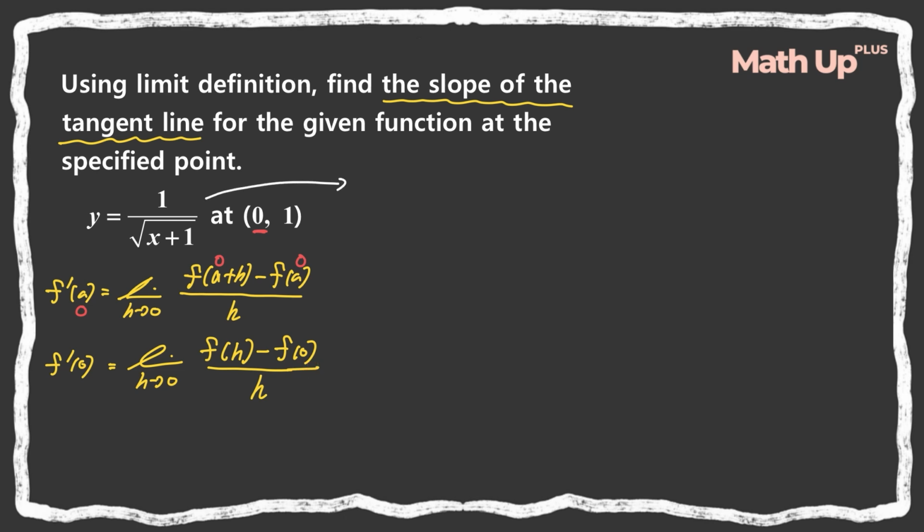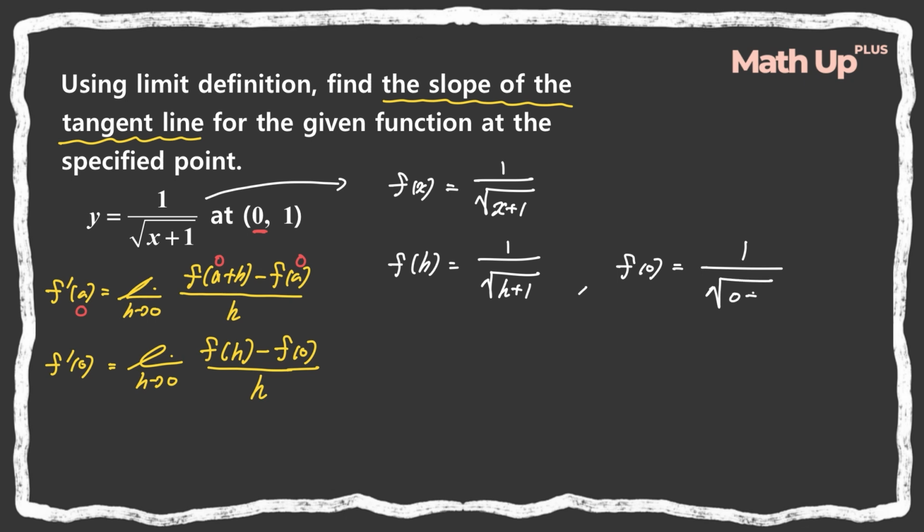Since f of x is equal to 1 over root x plus 1, f of h is equal to 1 over square root of h plus 1, and f of 0 is equal to 1 over root 0 plus 1, so that is equal to 1. So f prime of 0 is equal to the limit as h approaches 0, denominator h, numerator f of h, that's 1 over square root of h plus 1, minus f of 0, that's 1.